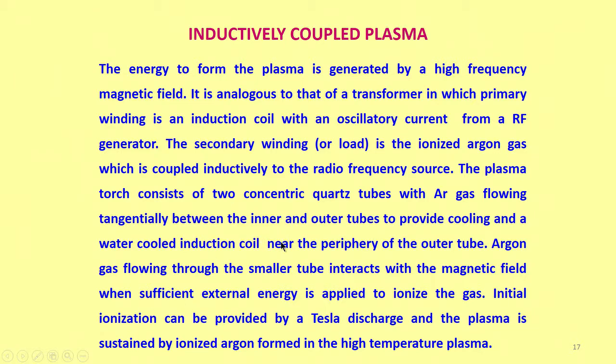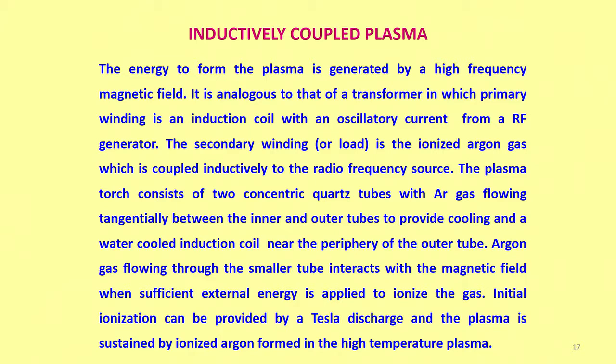So, I have to cool it. So, argon gas also cools because fresh argon keeps on coming. So, it keeps the temperature cooler. So, in between the inner and outer tubes, it provides cooling also, it generates plasma, it generates high temperature, at the same time it prevents melting. So, argon gas flowing through the smaller tube interacts with the magnetic field, that is the mechanism, to generate sufficient external energy to ionize the gas. That is how plasma is generated.